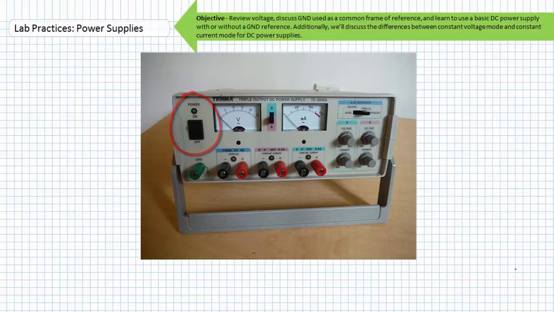This DC power supply won't supply DC power if it's not plugged into the wall or if the power button is off. It is a recommended practice to turn off the power supply when making circuit modifications. Develop good safety habits now. The Tenma triple output DC power supply has 3 outputs. I bet you didn't see that coming.